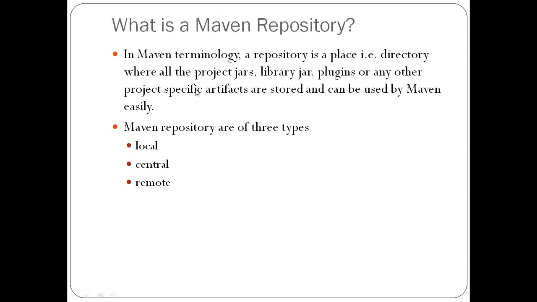So what is a Maven repository? In Maven terminology, a repository is a place where we can store all the dependency jars and libraries, plugin dependency jars and plugins, and project specific jars stored in our system. That is called a repository. Maven repositories are of three types: local, central, and remote. First we will see local repositories.